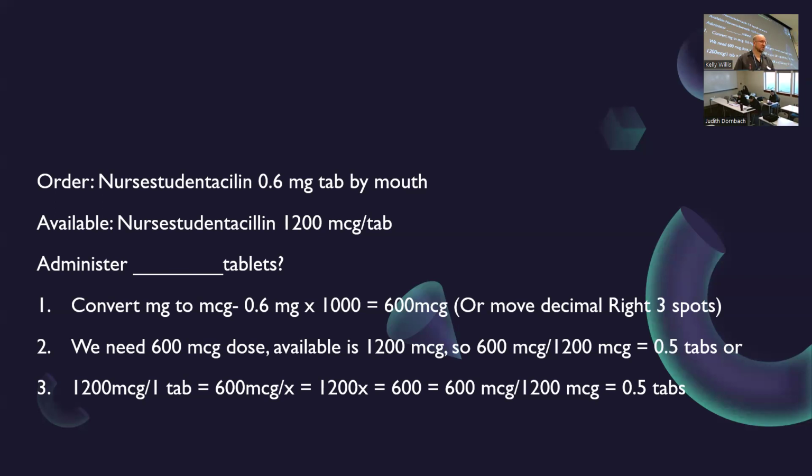And the other way to do that is number 3. So we have the available 1,200 over 1 tab equals 600 over X, and then we cross multiply and get the same answer. So a couple of ways to do it.